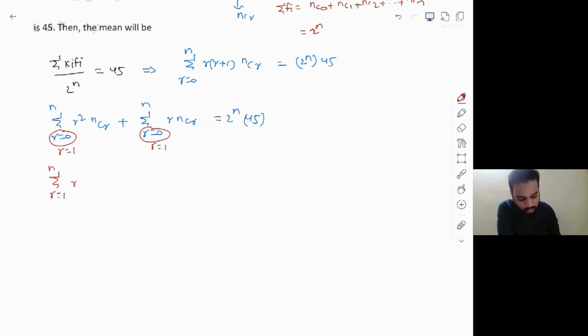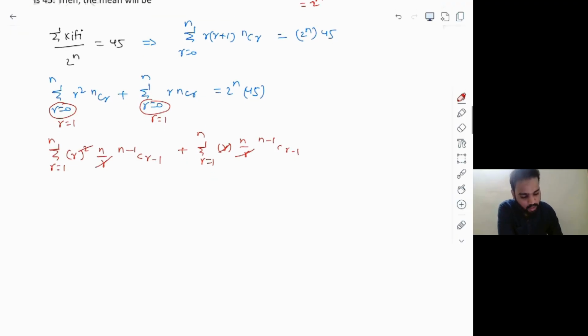That is sigma r = 1 to n. This is r square, right? R square multiplied by, I'm going to write this nCr as n by r into n minus 1 C r minus 1. Similarly, in the second term also, sigma r = 1 to n, r into nCr is n by r into n minus 1 C r minus 1. So I can cancel out r here, here also I can cancel out one of the r, and then n is a constant with respect to the sigma here. If I take it outside, this becomes n into sigma r = 1 to n, r multiplied by n minus 1 C r minus 1.